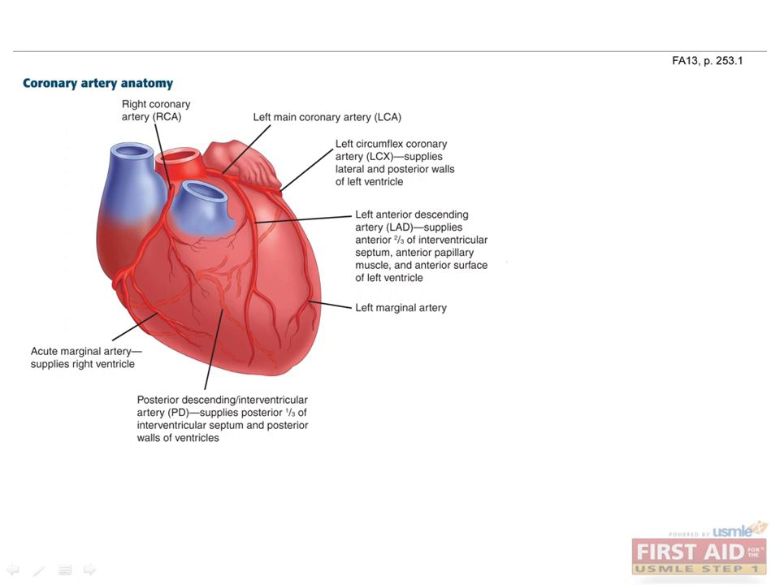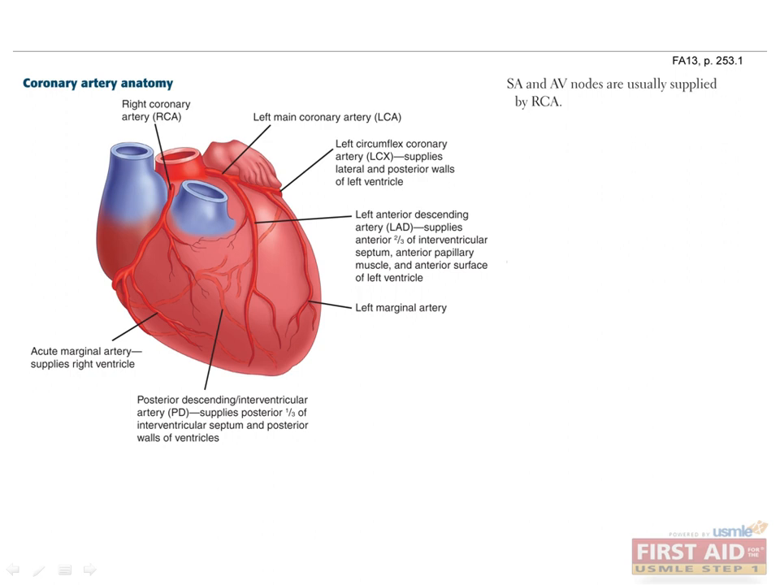The coronary arteries arise from the base of the aorta. The two main arteries are called the left and the right coronary arteries, and they branch into four important arteries you should know and are listed here. The left main coronary artery, or LCA, the circumflex artery, or the LCX, the left anterior descending artery, or LAD, and the posterior descending artery, or PD.